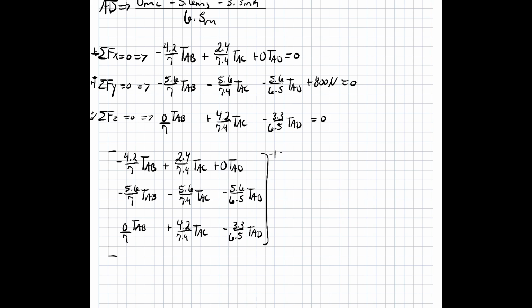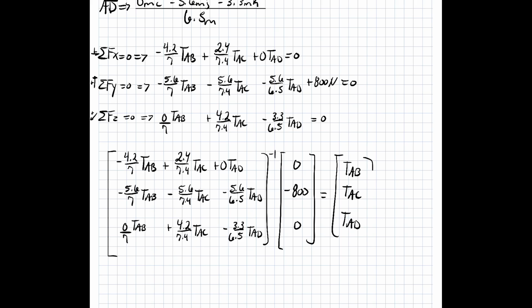We're going to take the inverse matrix of this portion. That's going to be our 0. This is a negative 800 newtons. All I did was move this 800 newtons to this side. 0 again. And this will equal our tension matrix, which is tension AB, tension AC, and tension AD.